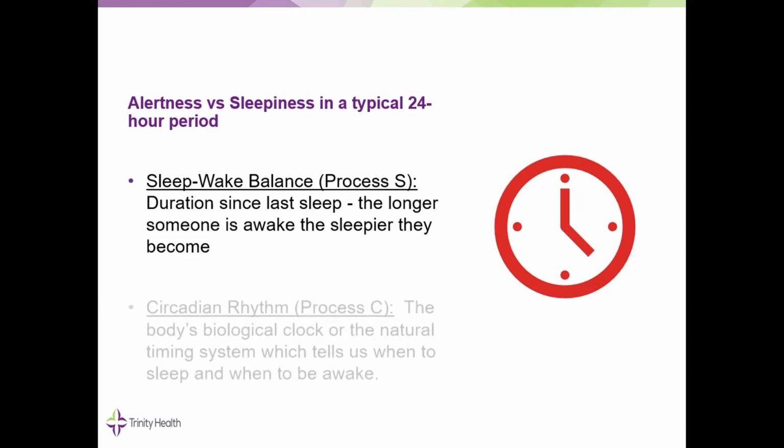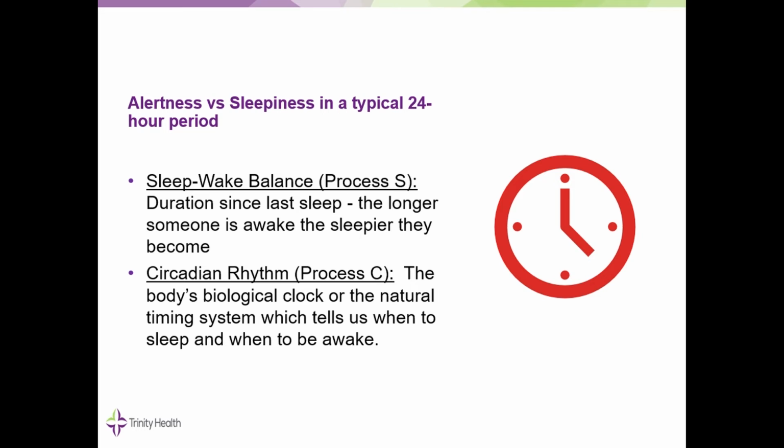So, what is typical alertness versus sleepiness in a 24-hour time frame? Just very briefly, we talk about process C, the circadian rhythm, and then the sleep-wake balance, or process S. I'm not going to get really deeply involved scientifically into this, but bottom line is process S really depends on how much time it has been since you last slept, and the longer you're awake, the sleepier you get.